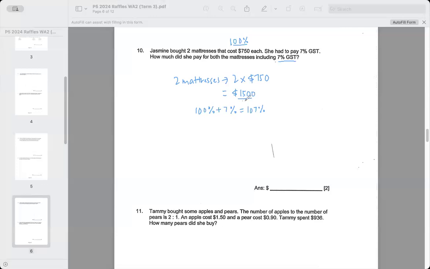So original price is always 100. Let me write down: 100% is $1,500 for two mattresses. Always find 1%. So I'll take 1,500 divided by 100. We will get $15. I want to find the amount including GST, which is 107%. So let me write down 107%. It will be 107 times $15. We will get our answer, $1,605.